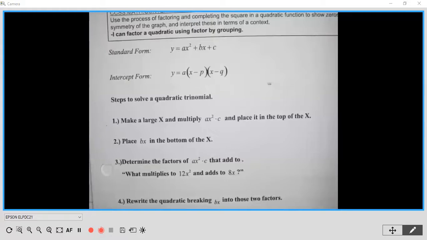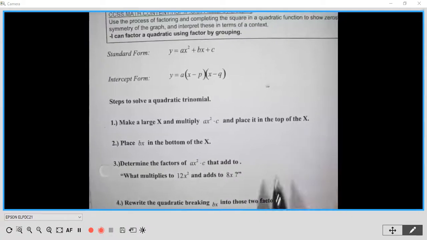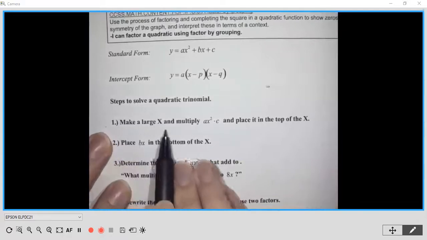Can you learn other ways? Absolutely, but I want to make sure that you know how to factor by grouping, and we're going to use the X method. Okay, so what we're going to do is start off by making a large X.